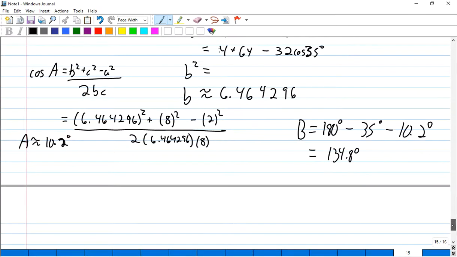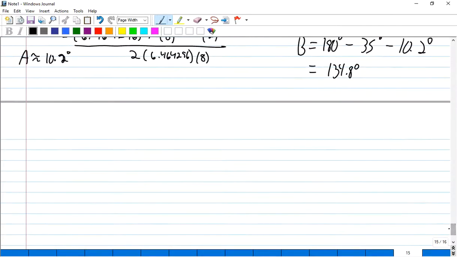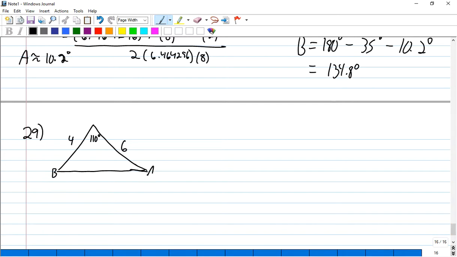All right, let's finish the last two problems. Problem number 29. It says solve the triangle. Yeah, a little technical difficulty with that triangle. There we go. 4, 110 degrees, 6, angle B, angle A.